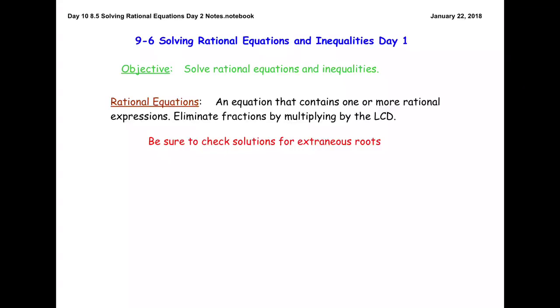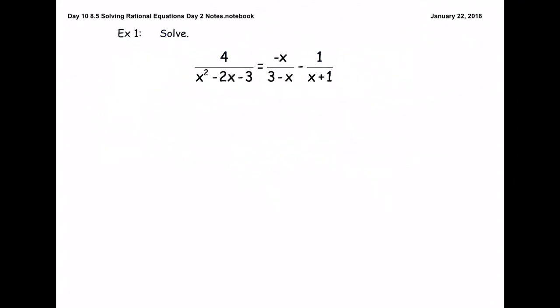Day 10, solving rational equations and inequalities. Today you will be able to solve more rational equations and inequalities. Remember, a rational equation is an equation that contains one or more rational expressions. Eliminate your fractions by multiplying by the least common denominator. Be sure to check for your extraneous solutions.